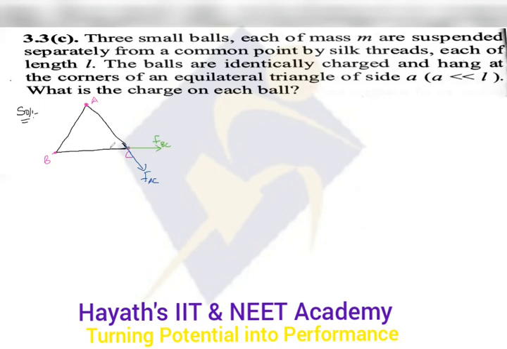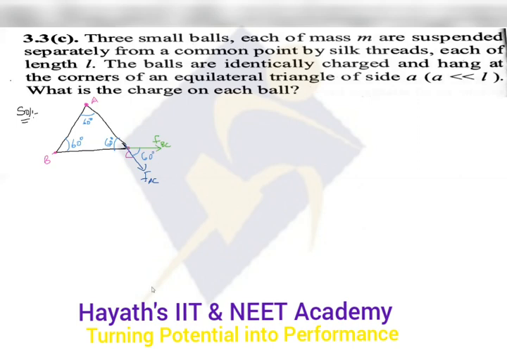The angle here is nothing but how much? The sum of the angles in a triangle is how much? 180 degrees, sorry. So if I take this angle as 60, the other angles are also 60. So here 60, here 60, and here 60, right? So if this is 60, I can say clearly that the angle here is also 60.